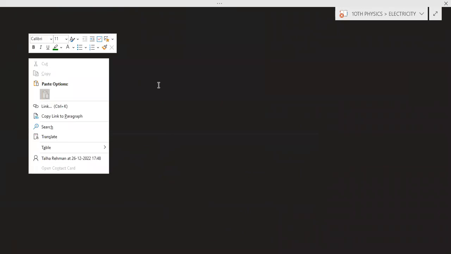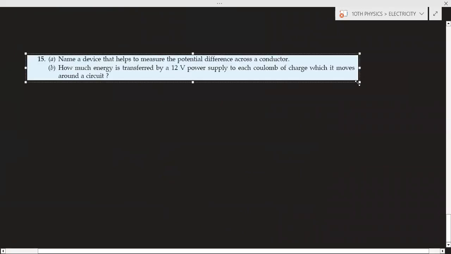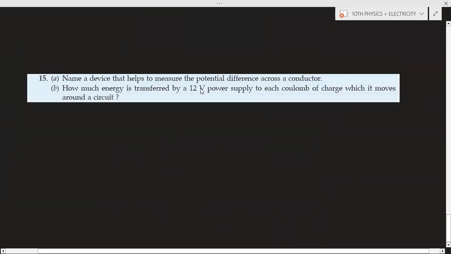There is one more same question. Little changes are there in the second part. The data is changed, but otherwise the question is the same. First part of this question: name a device that helps to measure the potential difference across the conductor. So we know what that device is: voltmeter. Answer B: how much energy is transferred by a 12 volt power supply to each coulomb of charge which is moved around the circuit?